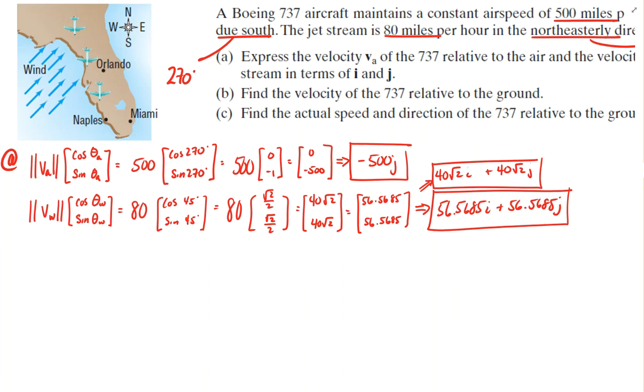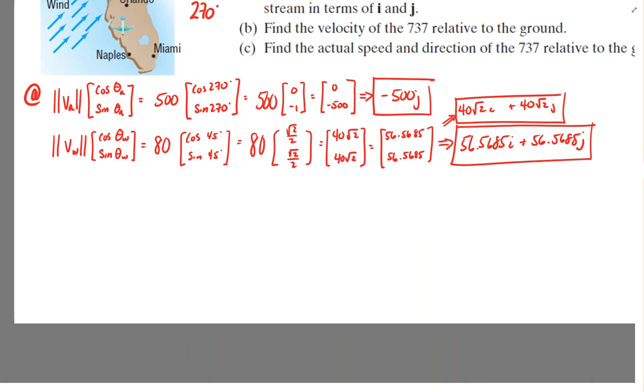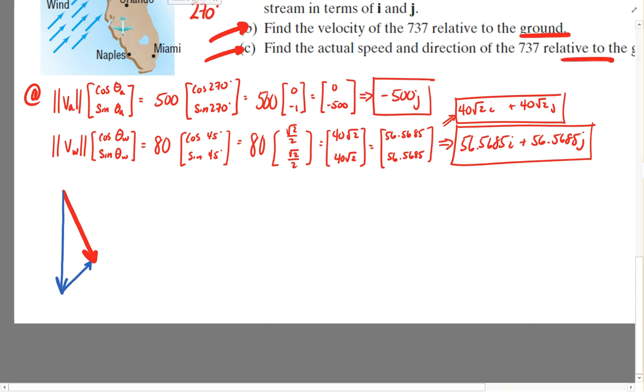Now, what we would like to emphasize for part B and C is that the airplane's vector and the wind vector will combine to create a resultant vector. And this resultant vector is what's going to be used to help us find B, the velocity of the 737 relative to the ground, and the direction of the 737 relative to the ground.